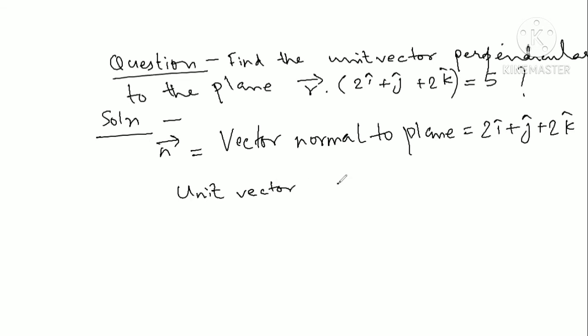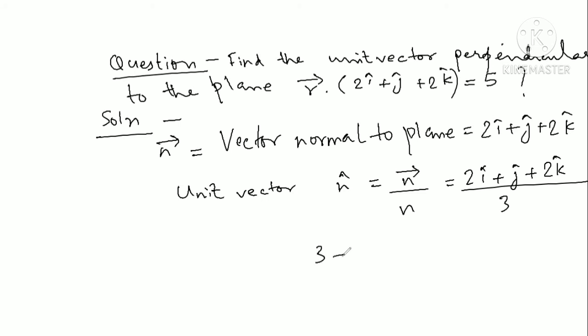So we can say that unit vector n cap is equal to n vector divided by magnitude of n. So n vector is 2 i cap plus j cap plus 2k cap divided by magnitude of vector n, which is 3. So this will be the unit vector which is perpendicular to the given plane. This is the unit vector which is perpendicular.